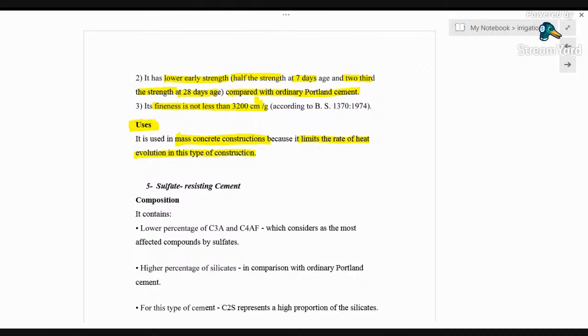In the next class, I will discuss some special types of cement: sulfate resisting cement, white or colored cement, and ordinary pozzolanic Portland cement. We will see these and some other types of cement in the next class.